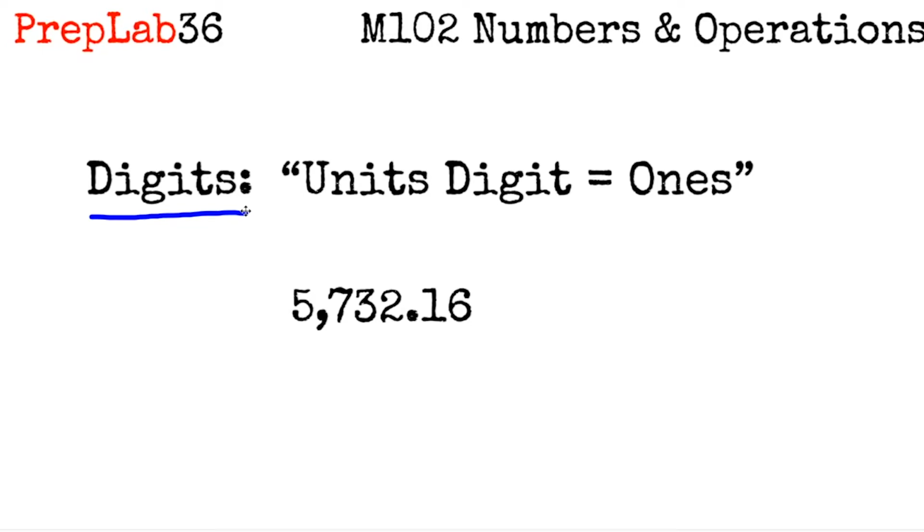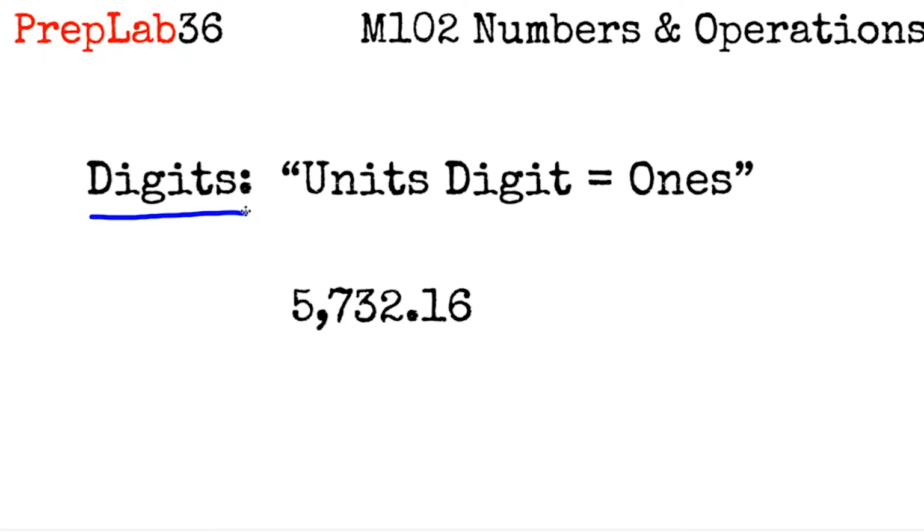When we look at numbers, one of the things that students often miss is when they talk about a number and its digits. The digits, like your fingers are digits, are the numbers that make up a number. So this number I've written, 5,732.16, has digits. Each one of these individual numbers is a digit, and there's a place. The thing that students most often miss is the word units. The units digit in this number is 2. The units is equal to the ones place.